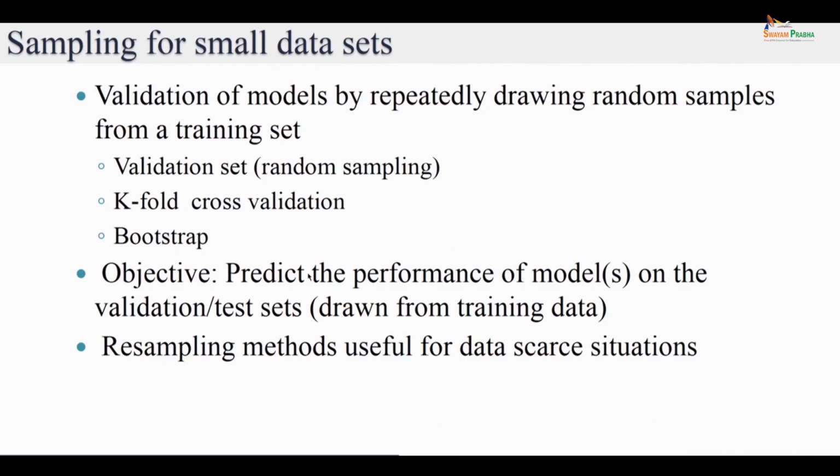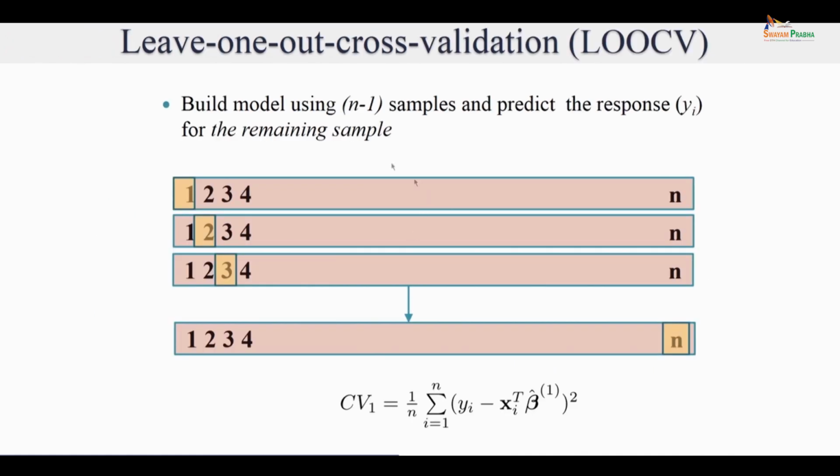These strategies are what are called cross validation, using k-fold cross validation or a bootstrap, that we will see. Here again we will predict the performance of the model on the validation set, but the validation set is not separated from the training set precisely; rather it is drawn from the training set, and we will see how we do this. K-fold cross validation is useful when we have very few samples for training. I will first start with leave one out cross validation, or LOOCV.